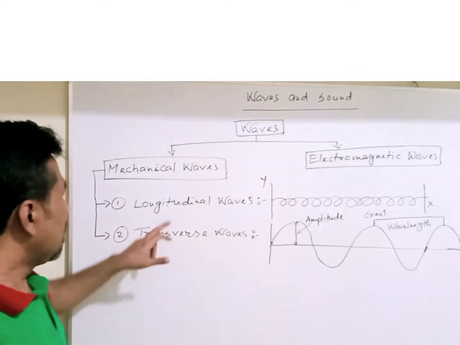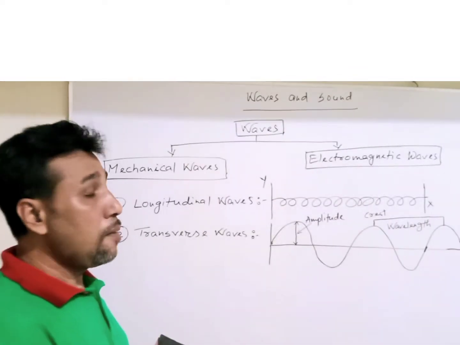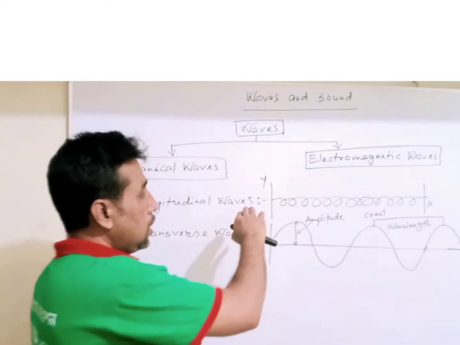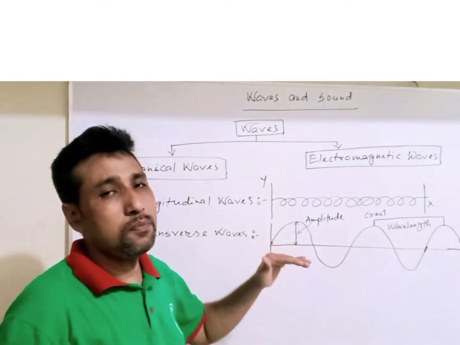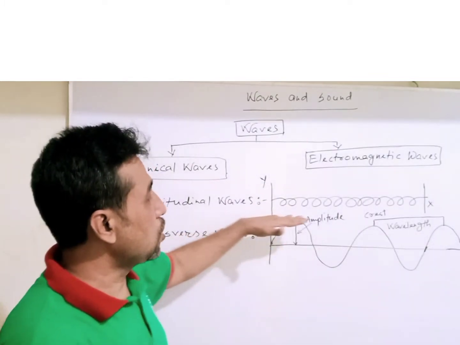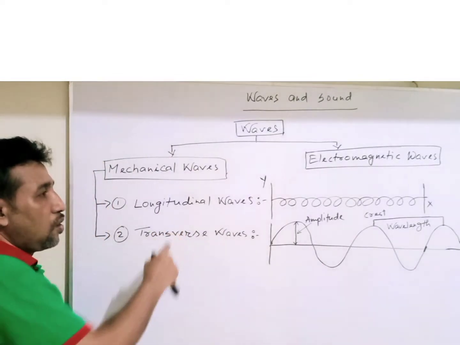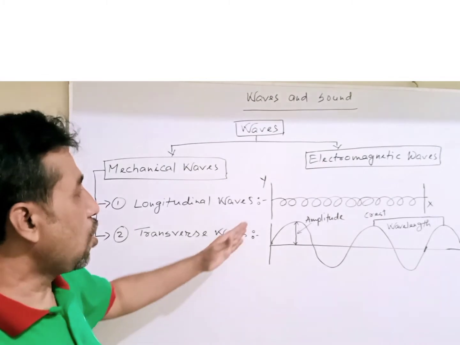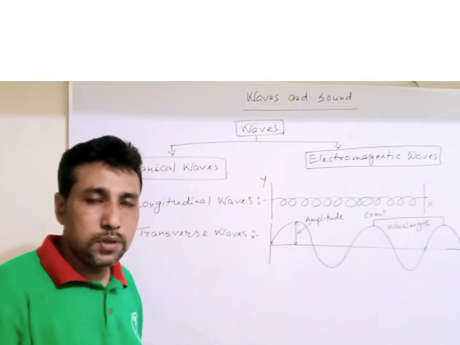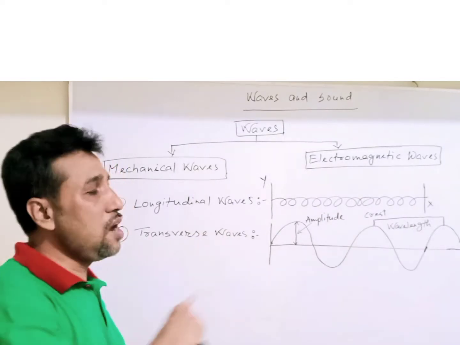So in longitudinal waves, the direction of the displacement of the medium is the same as the direction of propagation of the wave. So longitudinal waves are where the direction of the displacement of the medium and the direction of the wave are in the same direction.